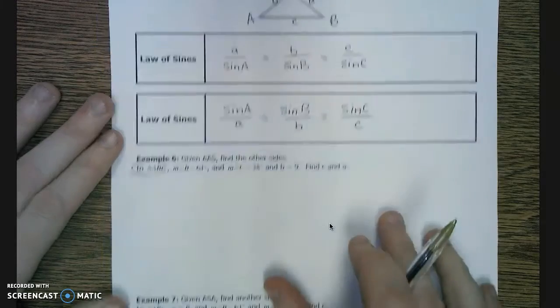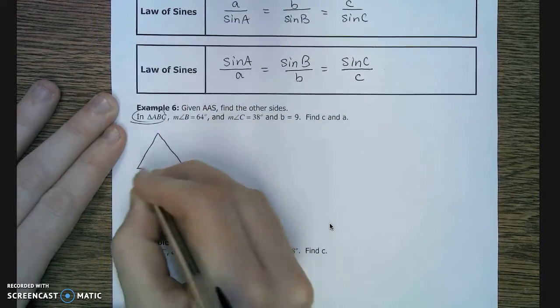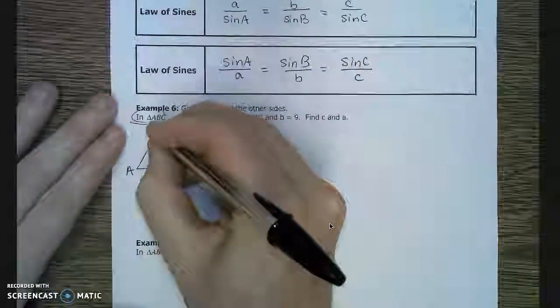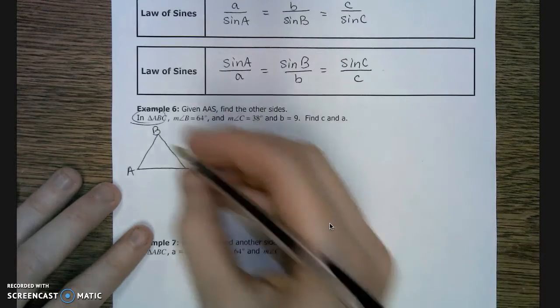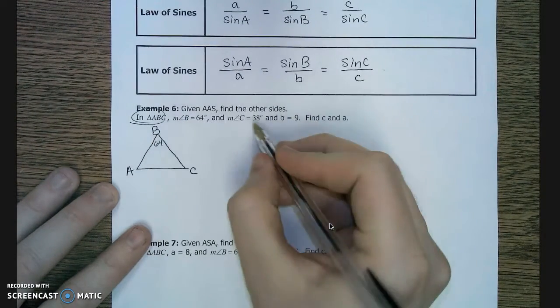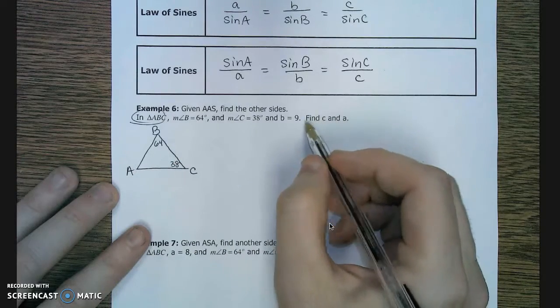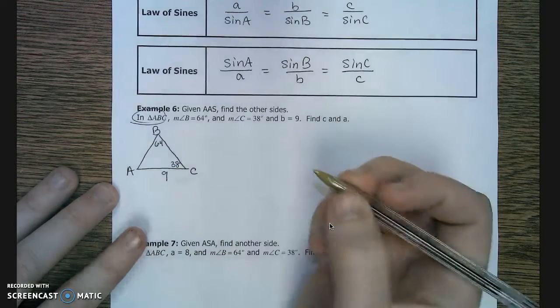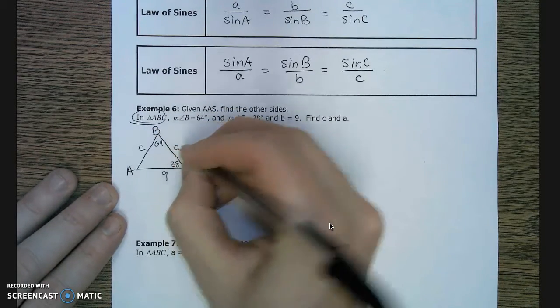Let's label it. So I've got angle B is 64, angle C is 38. I'm looking for side B, which is 9. They want us to find side C and find side A.